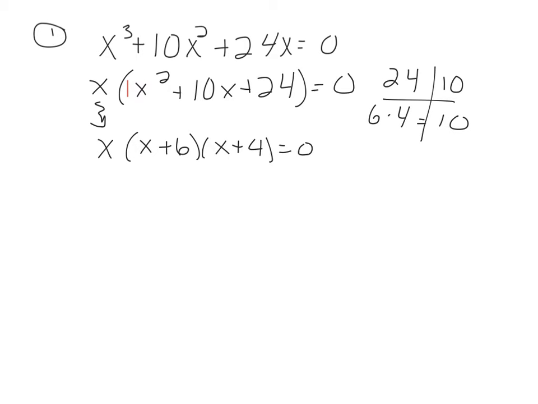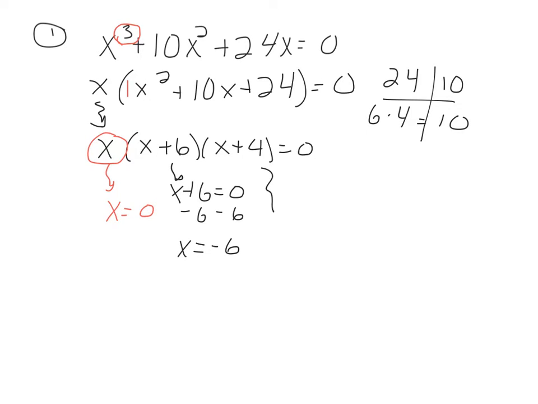And then we know that we need to set each of these things equal to 0. One of the biggest common mistakes is this x out in front. We forget to pull him down and set him equal to 0, giving us our 3 answers, because in the beginning we can have 3 zeros with the cubic function. So one of the answers is x equals 0, and then the other two come straight down. X plus 6 equals 0, and when we simplify this, we get x equals negative 6. Same concept, but we get x equals negative 4.